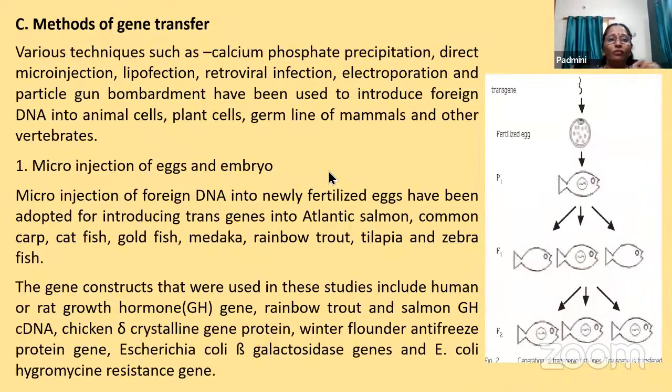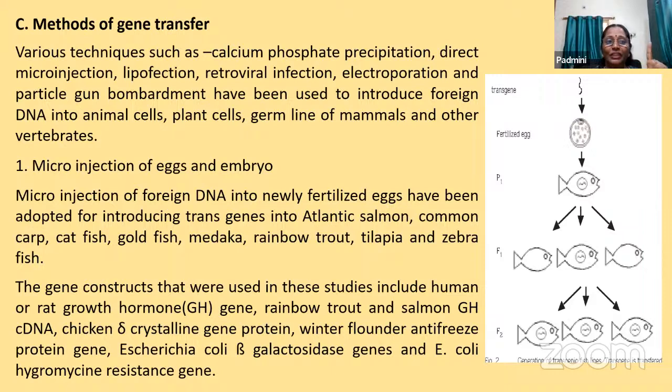Okay, so methods of gene transfer. What are the methods of gene transfer that you're going to use in these particular fishes? Various techniques such as calcium phosphate precipitate, direct microinjection, lipofection, retroviral infection, where we are going to use virus, and electroporation, where you're going to introduce an electric shock. So that's called electroporation. Remember, I was talking about this electroporation in yesterday's class also. There is also particle gun bombardment, and these have been used to introduce foreign DNA into animal cells or plant cells or germline, mammals and other vertebrates.